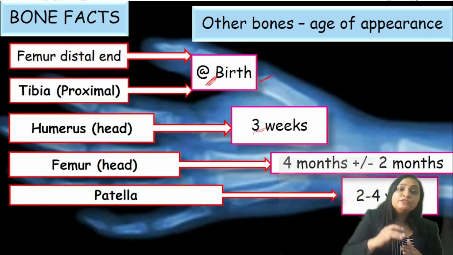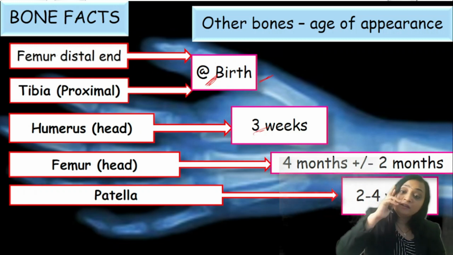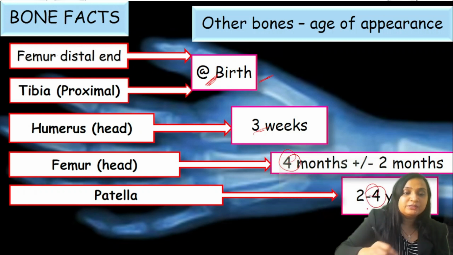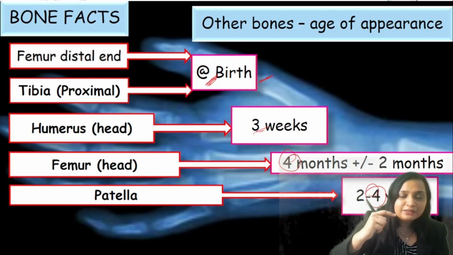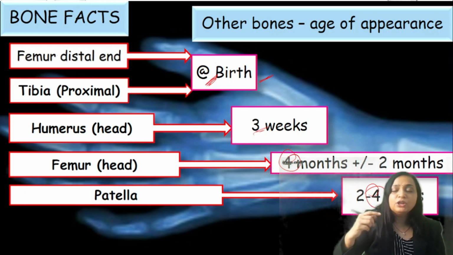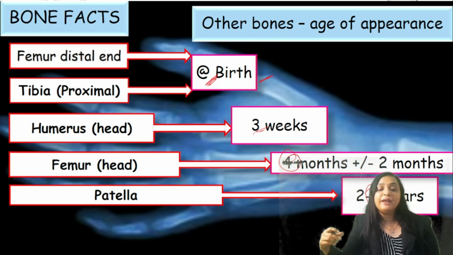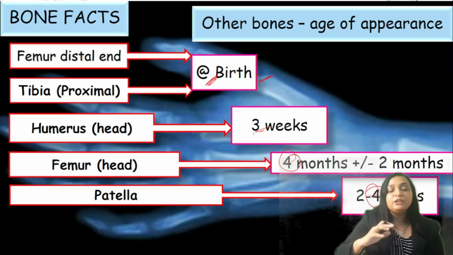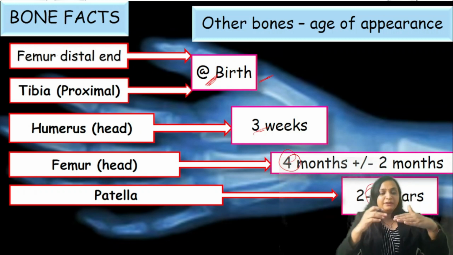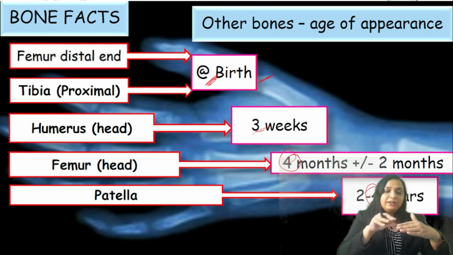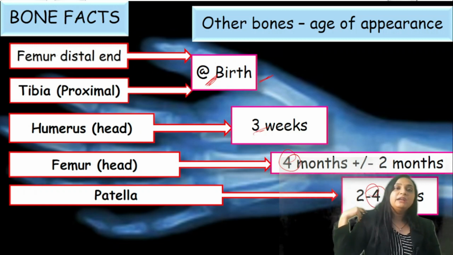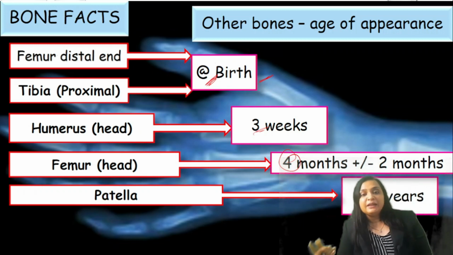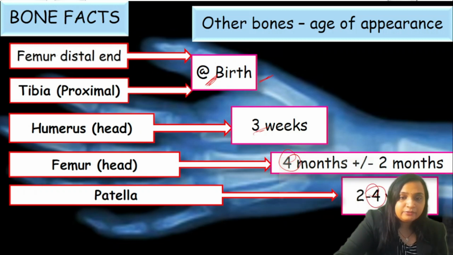Head of the femur by 4 months and patella by 4 years. This is the way you can remember: 4 months and 4 years. This is the order you have to remember: femur distal end, tibia proximal end, humerus head, then again the femur head and then the patella. Imagine a skeleton in your mind and you will easily remember femur distal end and tibia proximal end both at the time of birth, then humerus at 3 weeks, the femur head at 4 months and the patella at the age of 4 years.